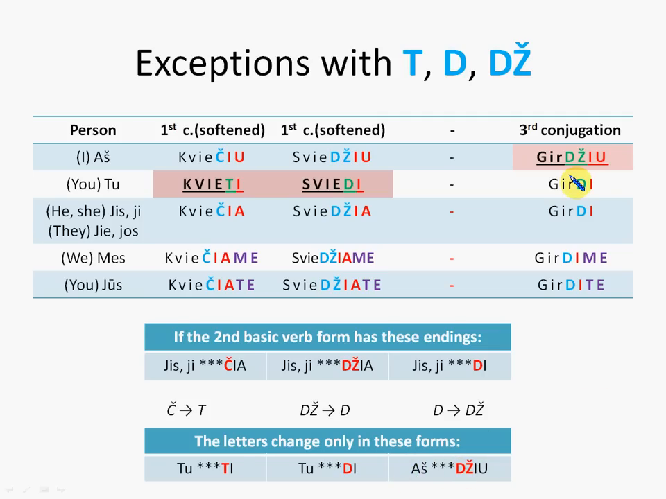Let's read the example. Aš girdžiu, I hear a noise, for example. Aš girdžiu, tu girdi, jis, ji girdi, jie, jos girdi, mes girdime, jūs girdite. And the d remains in all these forms except the form I, aš girdžiu. The d changes to dž.